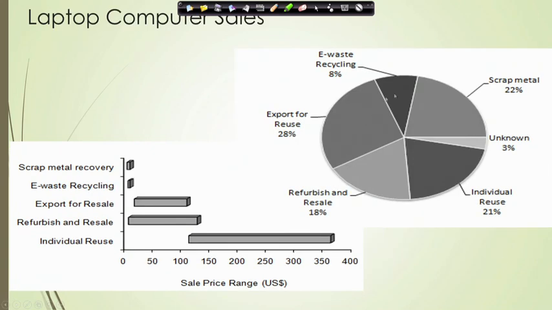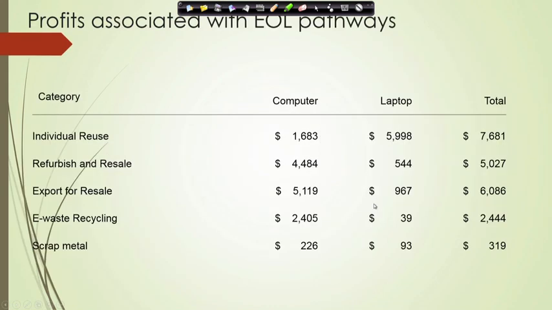Laptop computers, again similar, individual reuse is higher here, then refurbish, resell, export for reuse. So, this is how things got sold for that particular university. In terms of profit associated with end of life pathways, there is individual reuse, for the computer and the laptop, refurbish and resell, the price they got, export for resale, e-waste recycling, scrap metal.